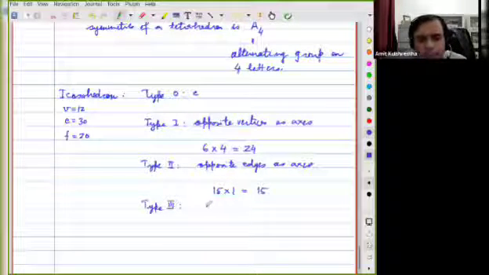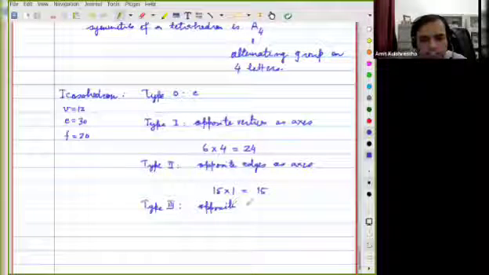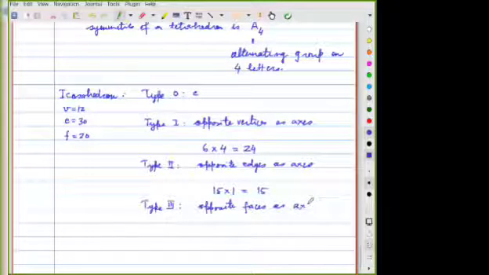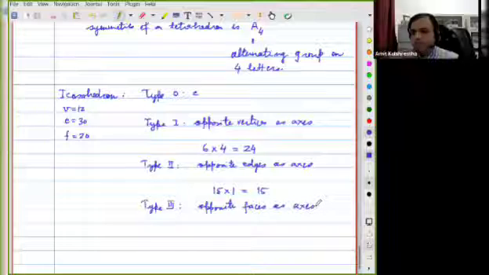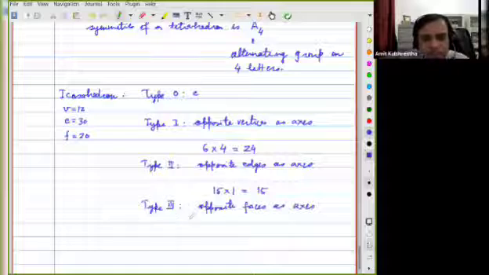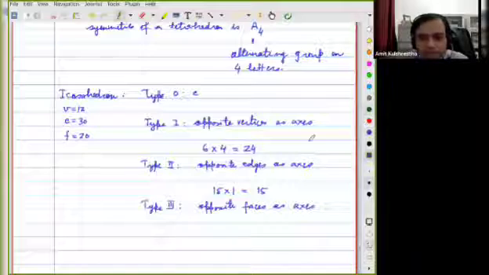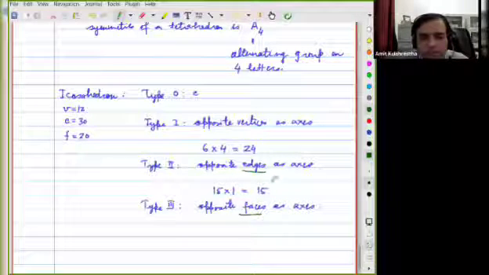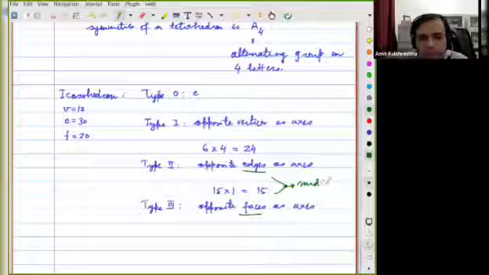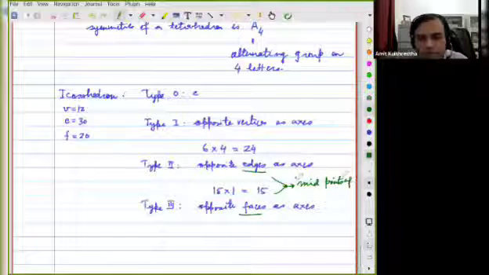And type 3 is what? What is remaining now? Faces as axis. If I take opposite faces as the axis, midpoints of opposite faces, I should say, right? Midpoints, I should say. Yeah, I should have been careful. Midpoints of opposite faces. I should have added this phrase.